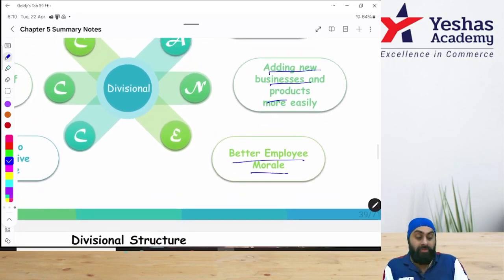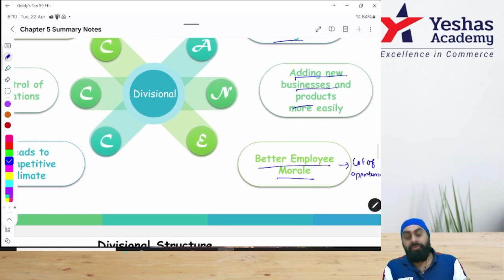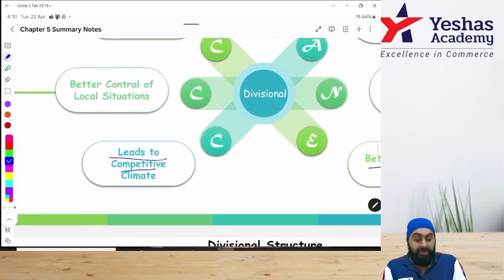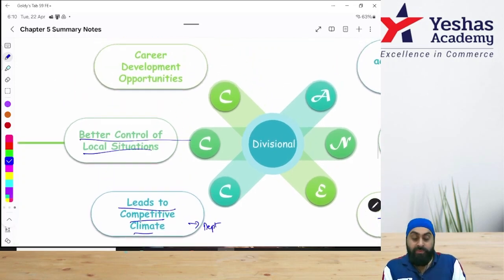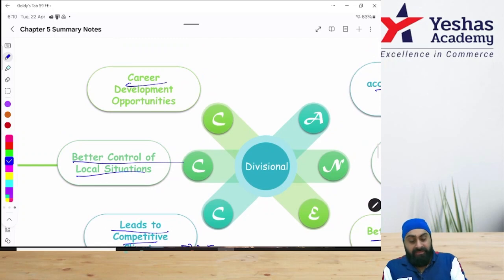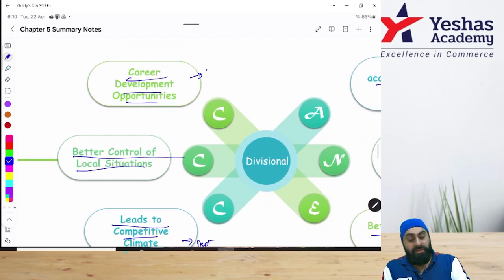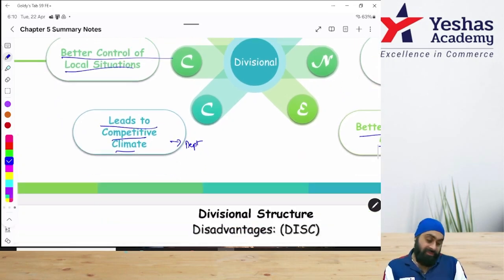Better employee morale, because there is a lot of opportunity. If you make progress in this particular department, very good. If you don't, you jump onto a different department. It leads to a competitive climate; there is too much competition between the departments. You can control the local situation very well. There are also a lot of career development opportunities, because if not in your location, you can get growth in some other location. So that makes divisional structure a very interesting concept.